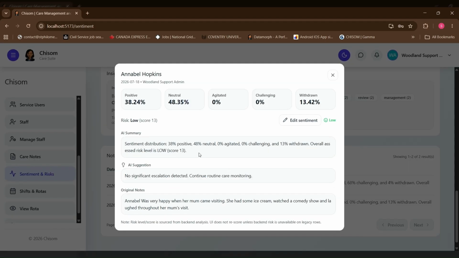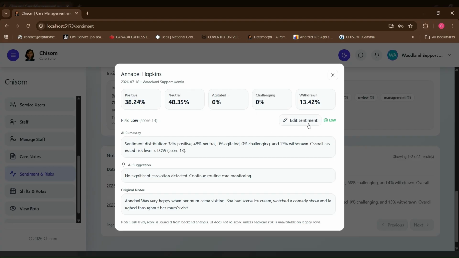So if I click on this, I'll see the rate distribution. You see that this note is 38% positive. This note is also 48% neutral, agitation 0, challenging 0, withdrawn 30. That is because there's no level of agitation or challenging behavior in this note. Let's read the note. It says Annabelle was very happy when her mom came visiting. So this is positive. She had some ice cream, watched a comedy show, and laughed throughout her mom's visit. So there's no level of agitation or challenge. That's why it's zero. And withdrawn 30%, which is also low.